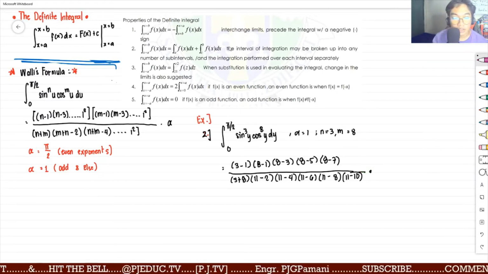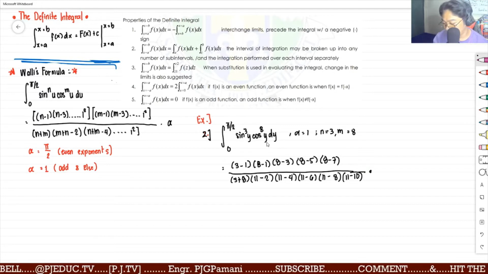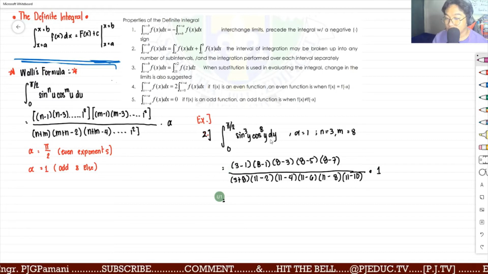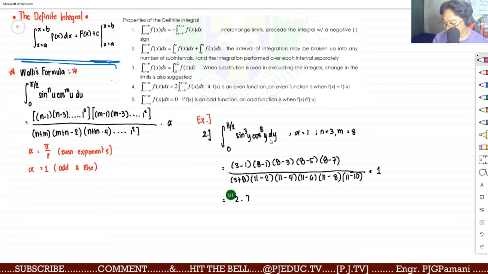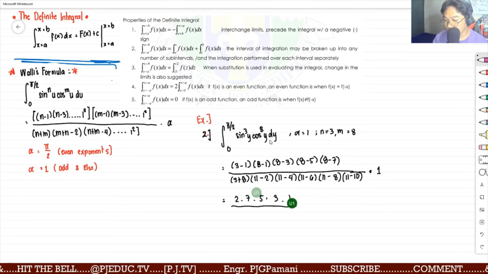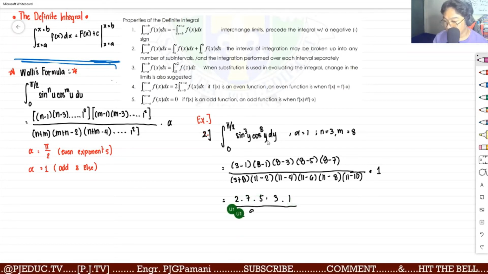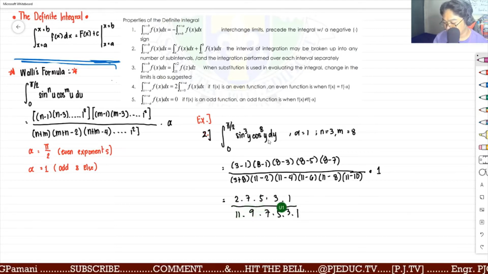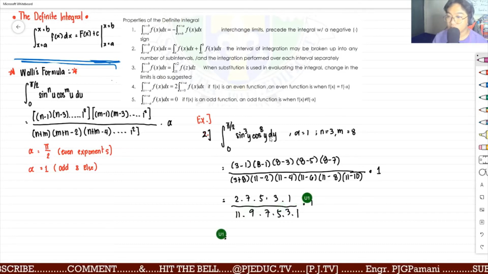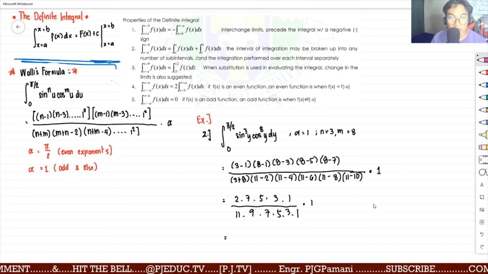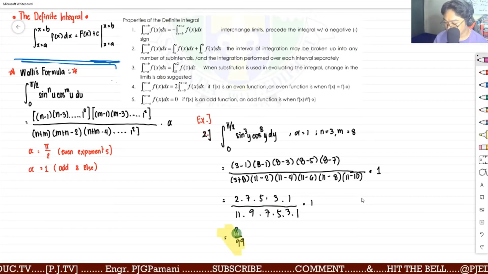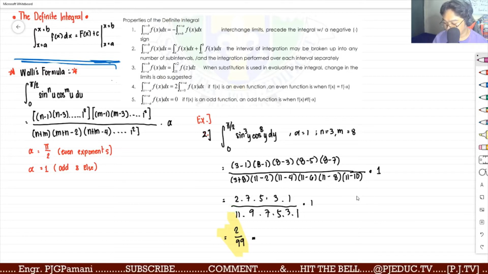Then again, this is an odd and an even exponent. So, apply a multiplier alpha equal to 1. Simplify mo lang yan. That is 2 times 7 times 5 times 3 times 1 all over 11 times 9 times 7 times 5 times 3 times 1 times 1. Ilan yan? That is 2 over 99. So, ito ngayon yung ating final answer.